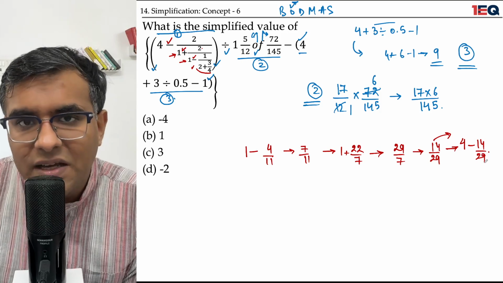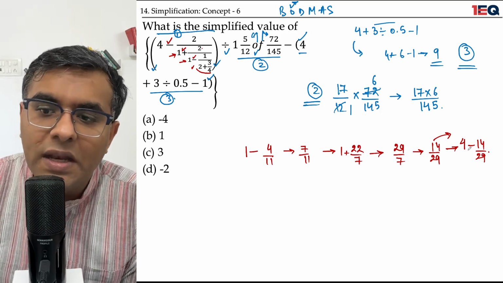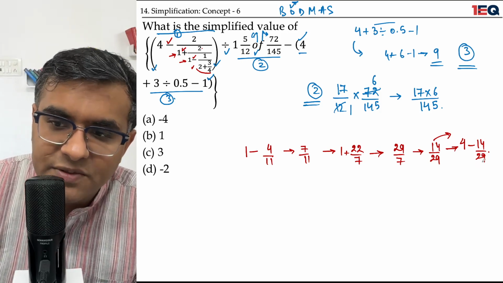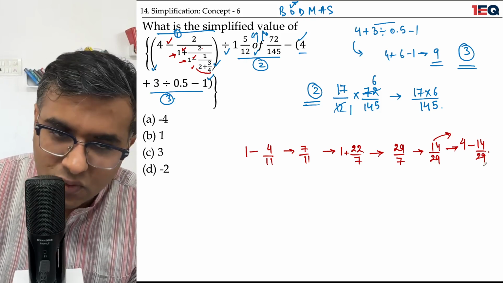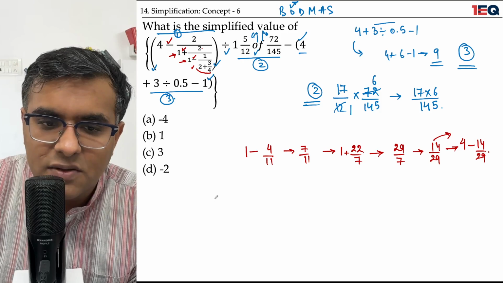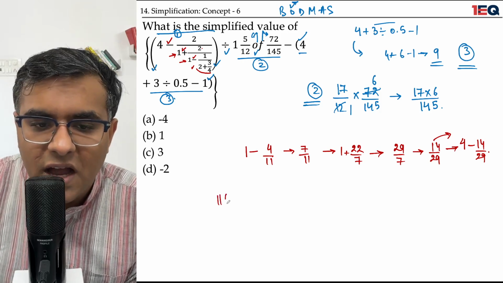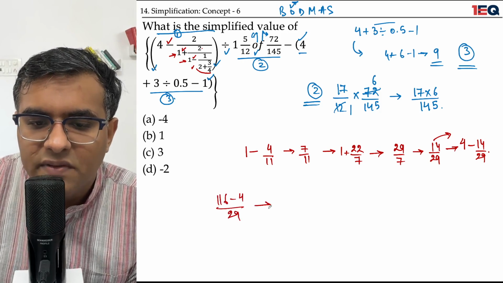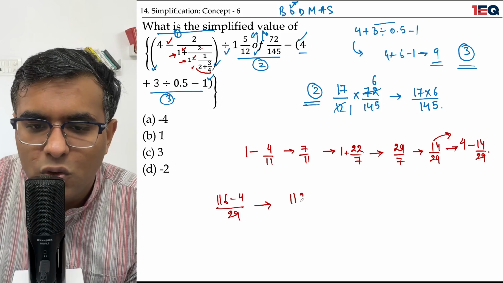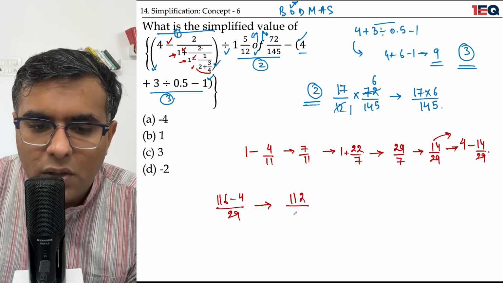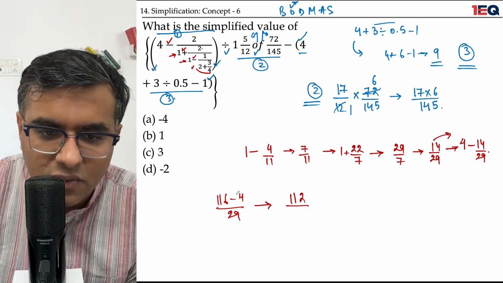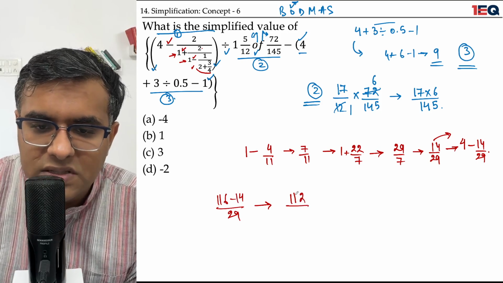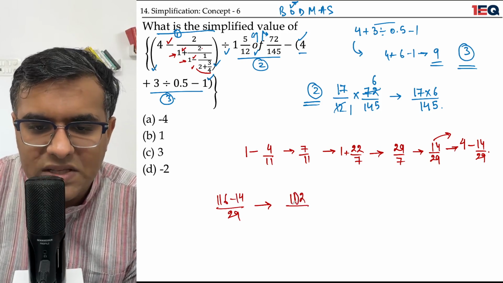How could I reach that? Because 4 times 30 is 120. When I multiply 4 by 30, it gives me 120. 120 minus 4 would give me 116. So 116 we have here, 116 minus 14 upon 29. This 116 minus 14 is going to convert itself into 102. Okay, 102.